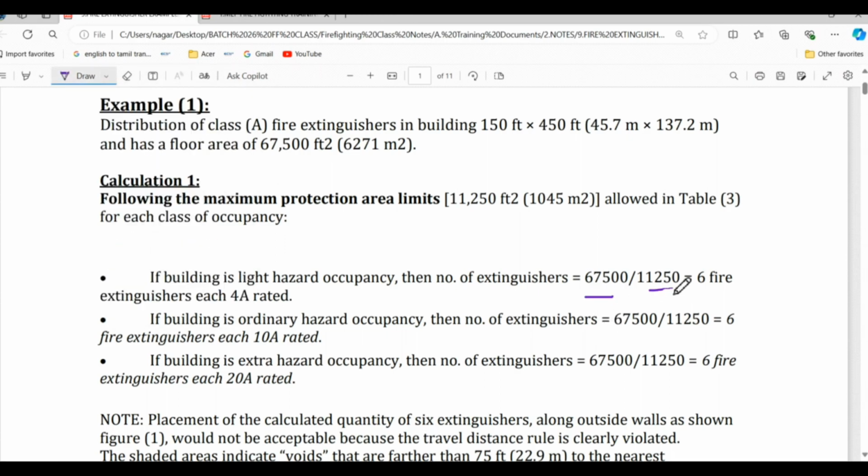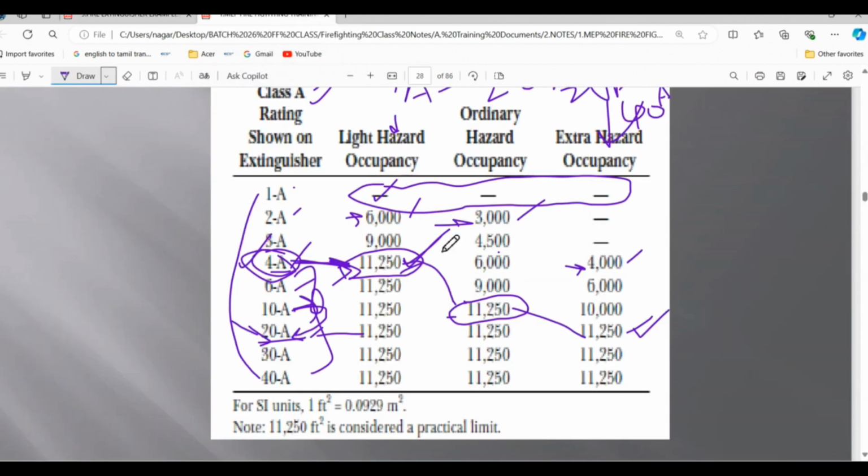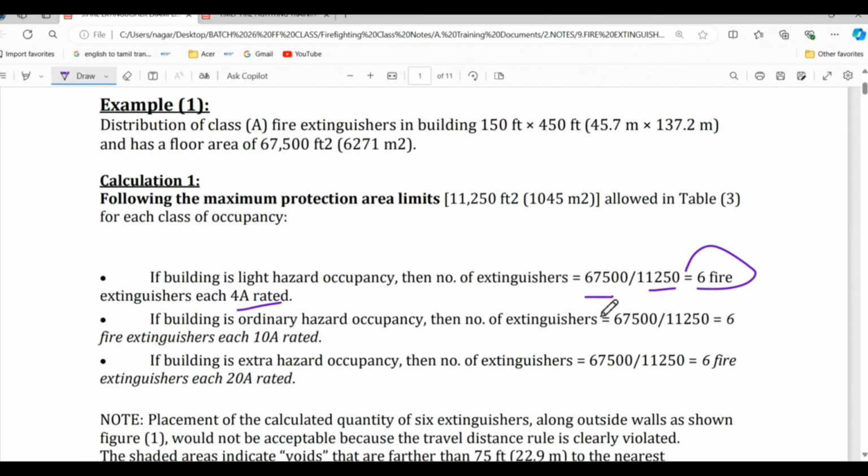Floor area by 1150, so 6 fire extinguishers with the 4A rating. But coming to the ordinary hazard, same 11,250, but the rating is 10A here. Extra hazard is 20A. Okay, I will keep them both here. Same 67,500 divided by the 11,250 maximum protection area, 6 extinguishers. But here it is 10A, here it is 20A.